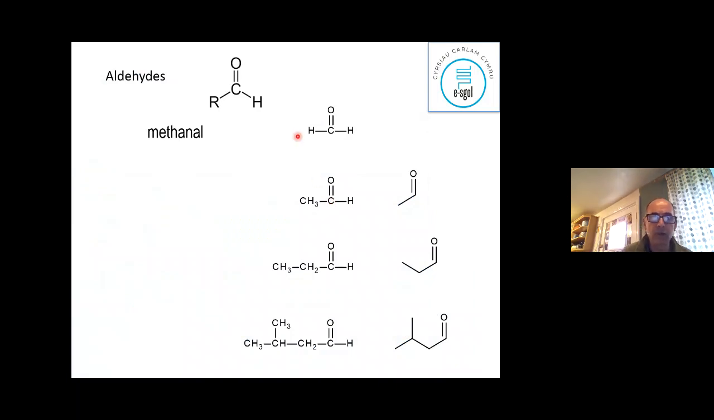We'll move on to aldehydes and ketones. Aldehydes: we've got the carbonyl group, and in the examples I've given you, it is at the end of the molecule. So the carbon with the double bond is next to a carbon bonded to a hydrogen. So we've got methanal, ethanal, propanal, and 3-methylbutanal. If you've noticed, at the end of the compound is the aldehyde group, and the skeletal form representation there as well.